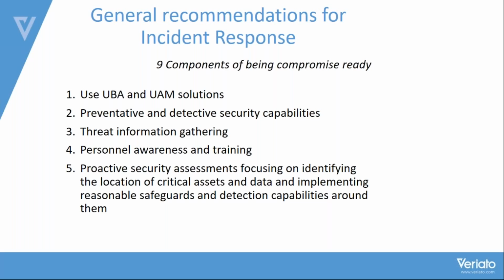Okay. Another thing we have here is preventative and detective security capabilities. We want to be able to detect and prevent things. Well, first of all, prevent them from happening in the first place using UBA and UAM if we can, and then making sure that we detect when a problem does occur. Okay. We need to gather that threat information.